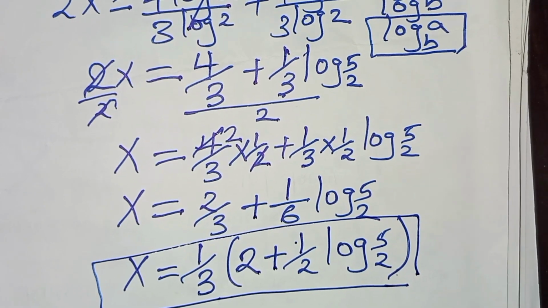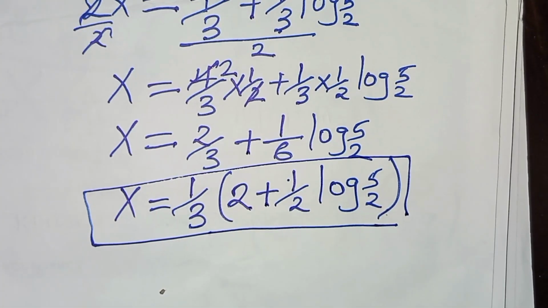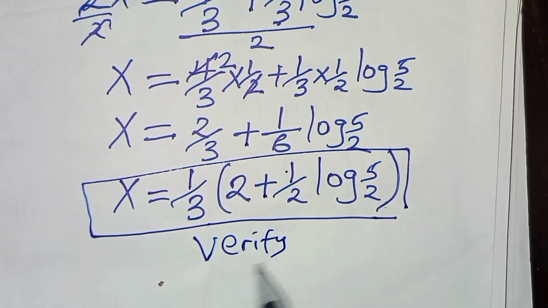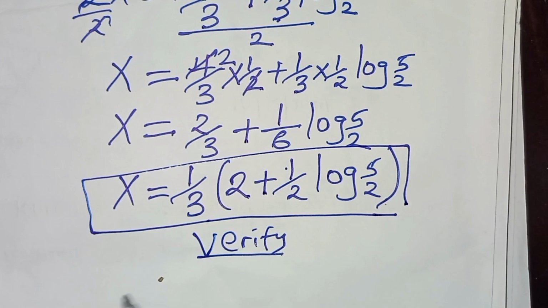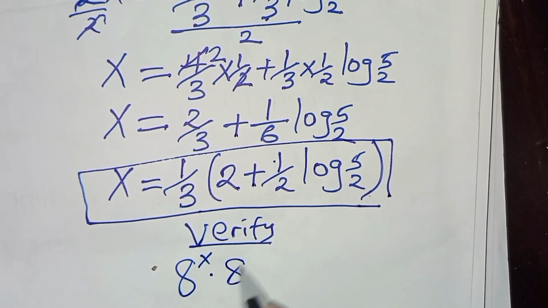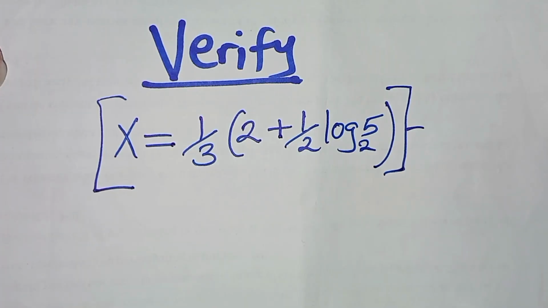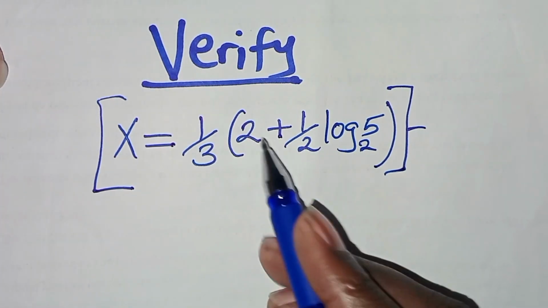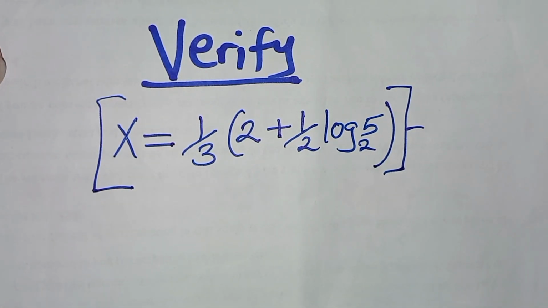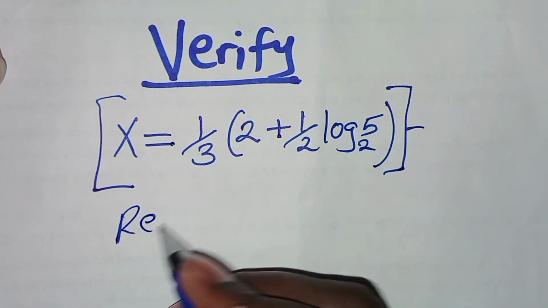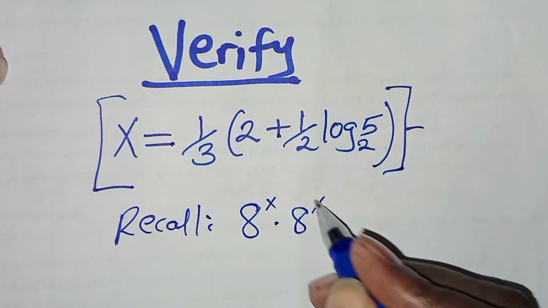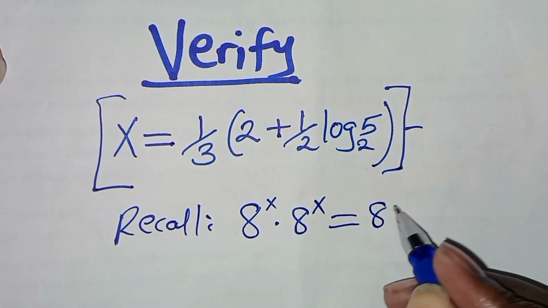Now let's verify that this value of x actually satisfies the equation. Now, if you recall, we end at 8 to the power x multiplying by 8 to the power x. This should give us a value of 80.